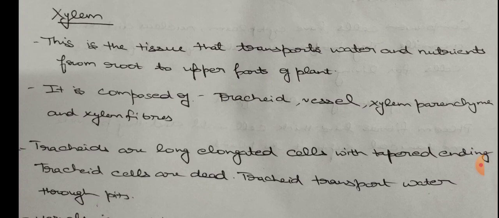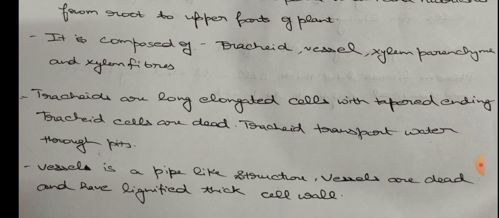First of all, tracheids. Tracheids are long elongated cells with tapered ending. Tracheid cells are dead and they transport water through pits. Then next come vessels. Vessels are a pipe-like structure. They are also dead and have lignified thick walls.